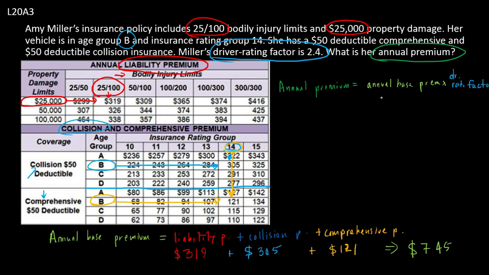So now I can go back to my annual premium and I can say, okay, my annual base is $745, which is going to be multiplied by my driver rating factor of 2.4. So I multiply the two together and I find that my annual premium is equal to $1,788. So again, I know those tables look a little intimidating at first, but just take your time, comb through the material. All the information you need to know to read the table will always be given to you.